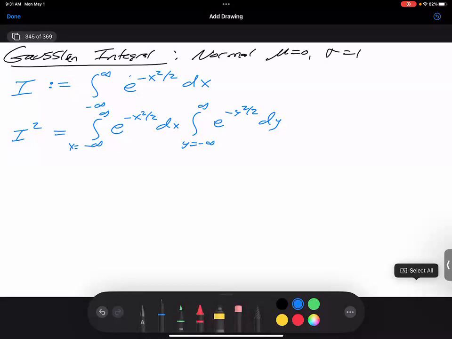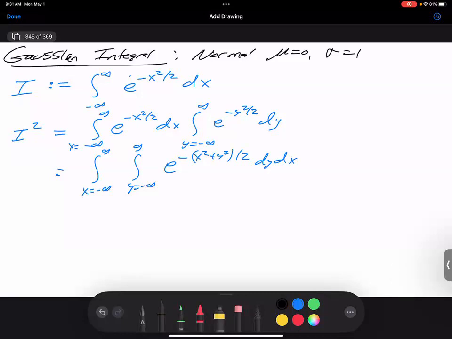We can't use x because x is really being used here, so it would be bad notation to use the same letter. Well, this is the same as a double integral. x goes from negative infinity to infinity, y goes from negative infinity to infinity, e to the negative x squared plus y squared over 2 dy dx. If you think about what we're doing, we're integrating over all of space. So let's convert to polar coordinates.